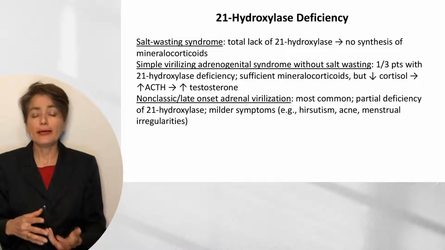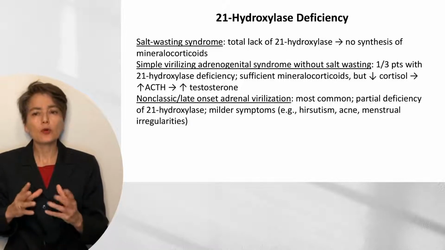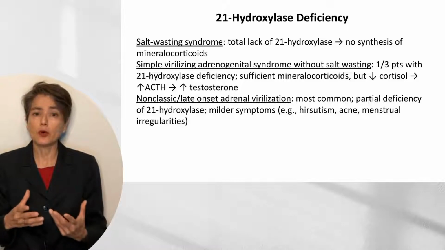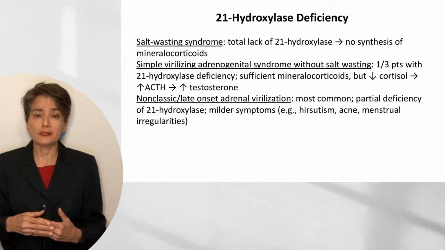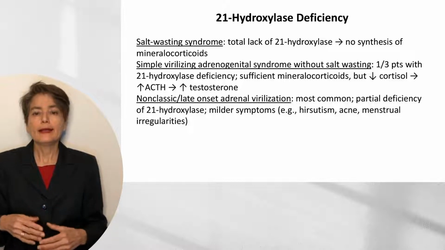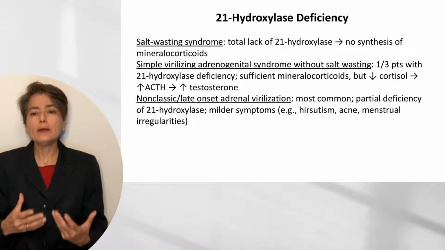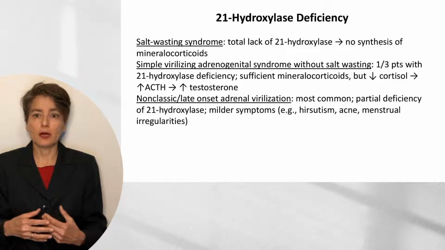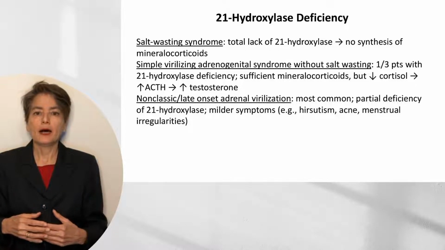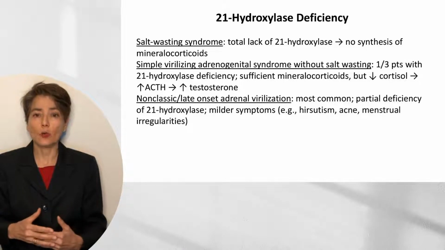As I mentioned, it depends on how badly the enzyme is affected. So if you have a total lack of 21-hydroxylase, then you get no synthesis of the mineralocorticoids. This can lead to a salt wasting syndrome that can be very dangerous for the patient. Now, about a third of patients with 21-hydroxylase deficiency are able to generate sufficient mineralocorticoids, but they still are not generating cortisol. So this is referred to as simple virilizing adrenogenital syndrome without salt wasting.